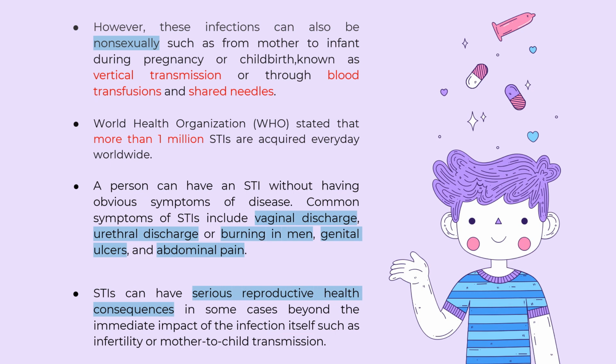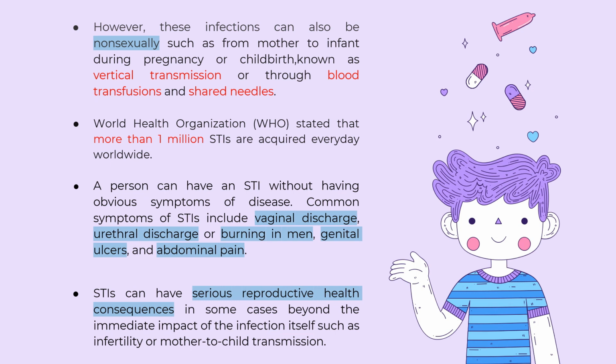The World Health Organization (WHO) stated that more than 1 million STIs are acquired every day worldwide. A person can have an STI without having obvious symptoms of disease. Common symptoms of STIs include vaginal discharge, urethral discharge or burning in men, genital ulcers, and abdominal pain. STIs can have serious reproductive health consequences, in some cases beyond the immediate impact of the infection itself, such as infertility or mother-to-child transmission. I guess that's all for the introduction.